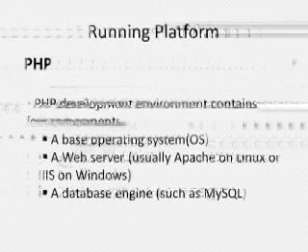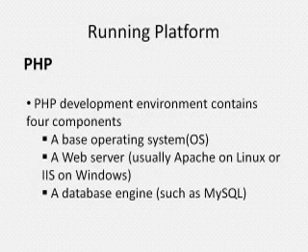Running platform. The PHP development environment contains 4 components: a base operating system and server environment, usually Linux; a web server, usually Apache on Linux or IIS on Windows, to interpret HTTP requests and either serve them directly or pass them on to the PHP interpreter for execution; a PHP interpreter to parse and execute PHP code and return the results to the web server; and a database engine such as MySQL that holds application data, accepts connections from the PHP layer, and modifies or retrieves data from the database.